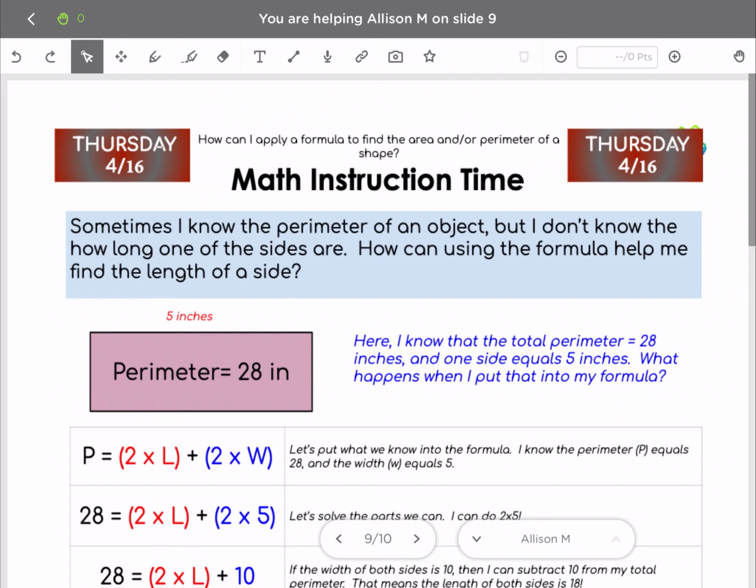All right. Sometimes I know the perimeter of an object, but I don't know how long one of the sides is. So we're going to be practicing the perimeter. Remember, perimeter is the distance around a shape, not the inside. That's area. We're doing perimeter, which is around. So that's when we add up all the sides: the length with the width, with the other length, with the other width.